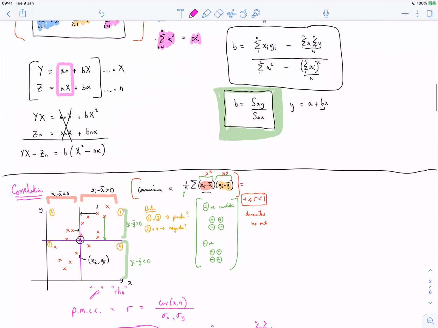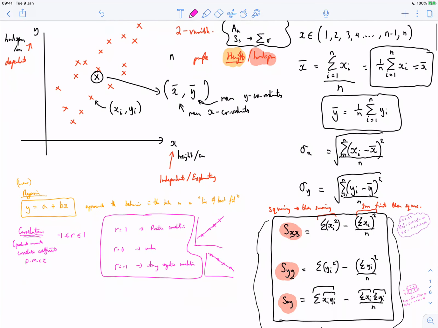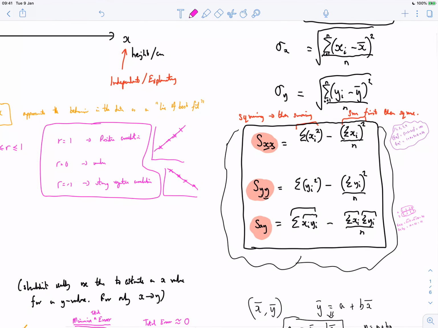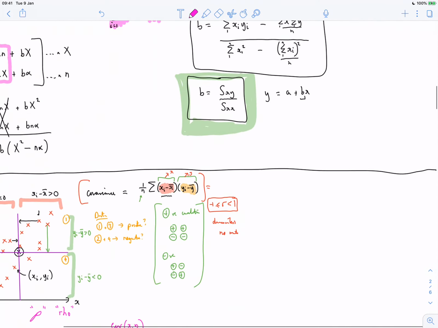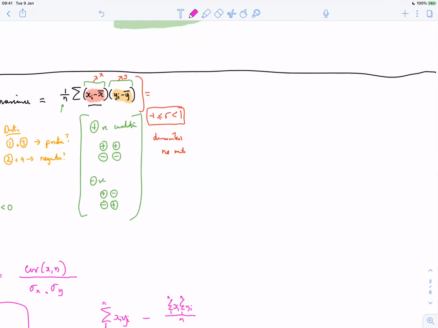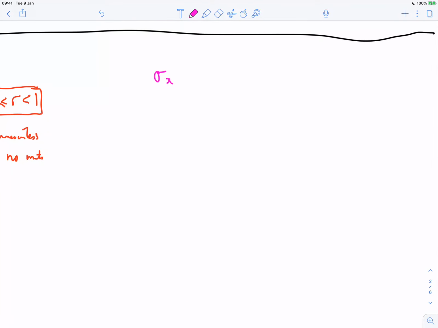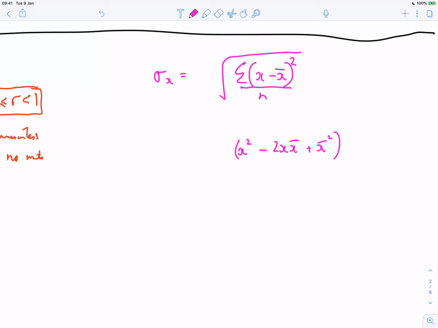Right, so hold on. For a start, where's my standard deviations? It's up here. Let's try and link the standard deviations in terms of Sxx and Sxy. I think that'd probably be easier to sort out. So the standard deviation of X is the sum of X minus X bar squared, over N, square rooted. X minus X bar squared is going to be X squared minus X times X bar, and then two lots of that plus X bar all squared. This is the sum of this over N, all square rooted.